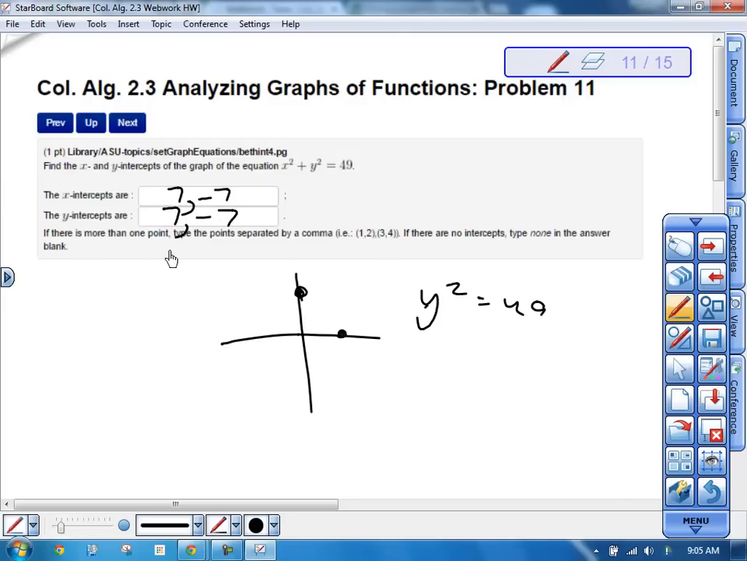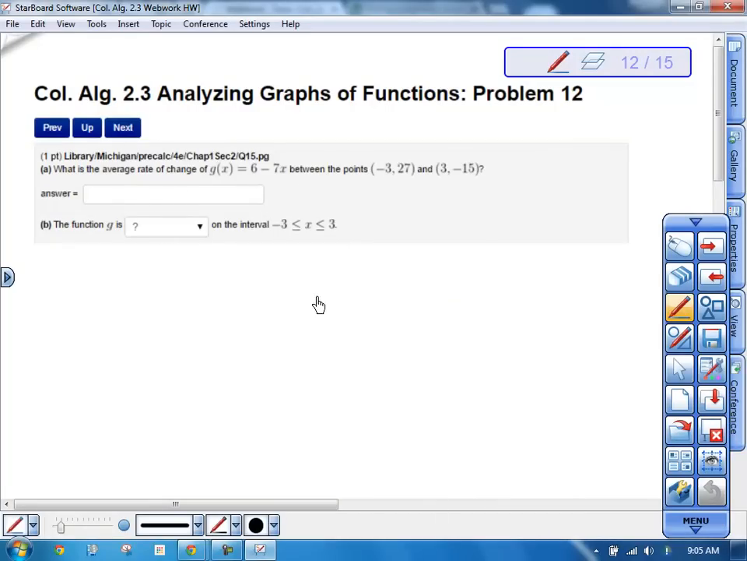And they want them separated by a comma. They do want them entered in like this, so this isn't going to work. I'm going to have to enter them in as ordered pairs. As ordered pairs, they would be 7, 0 for the x-intercepts and -7, 0. And the y-intercepts would be 0, 7, and 0, -7, separated by a comma.